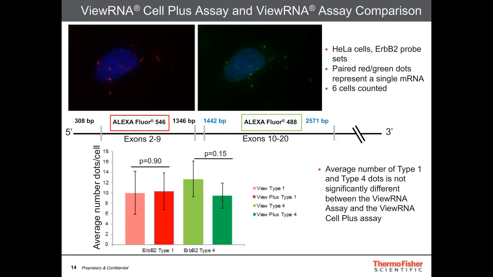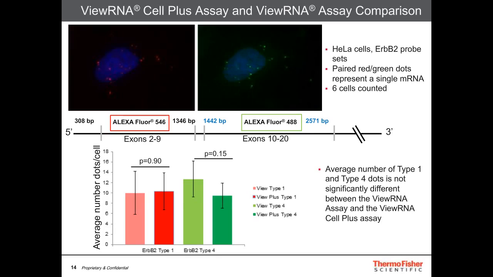And what we're looking at in the two images are probe sets designed to either exons 2 through 9 in red, and this is a type 1 Alexa Fluor 546 probe set, and a second probe set, which is a 488 probe set of type 4, and this is designed to exons 10 through 20.